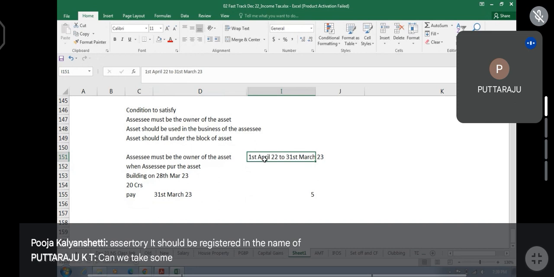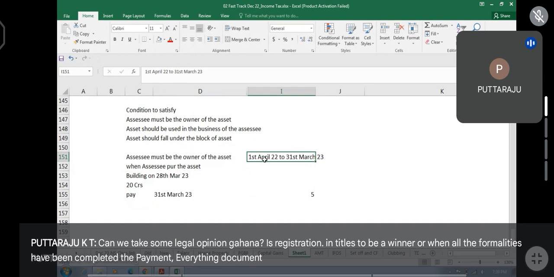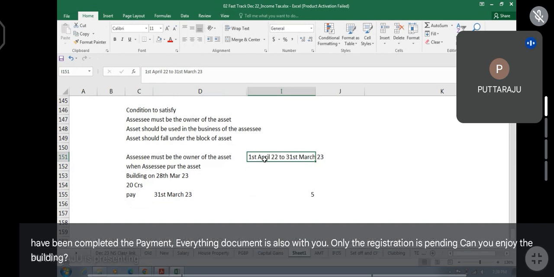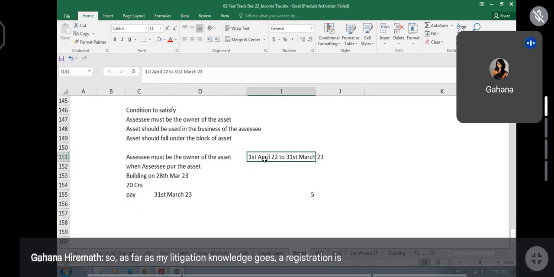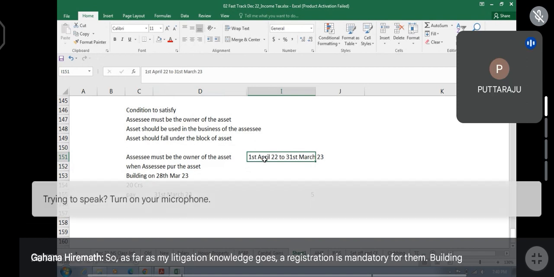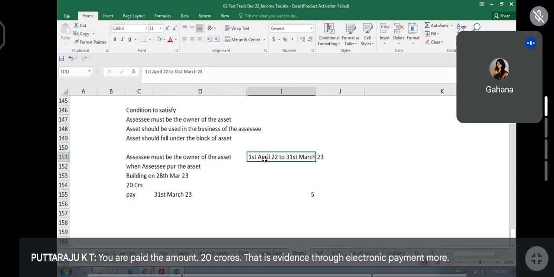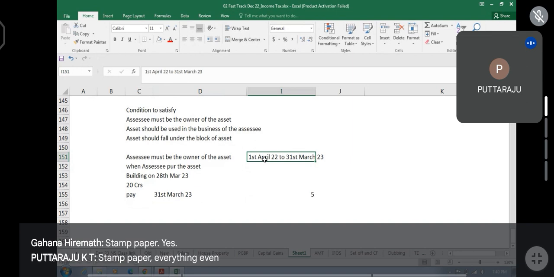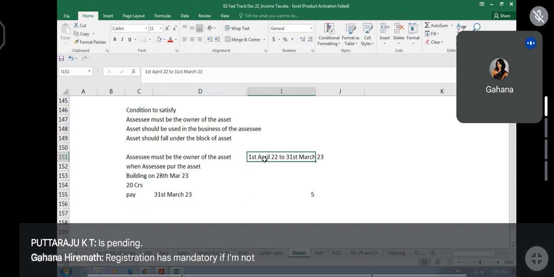Can we take some legal opinion, Gahana? Does registration entitle one to be the owner, or when all the formalities have been completed, the payment, everything, the document is also with you, and only the registration is pending, can you enjoy the building? As far as my litigation knowledge goes, registration is mandatory for building ownership. You have paid the amount, 20 crores, and that is evidenced through electronic payment mode. Stamp paper, everything. Even the assessee has signed, you also signed. Only the registration is pending. Sir, registration is mandatory if I'm not wrong. Maybe Anjali can help.